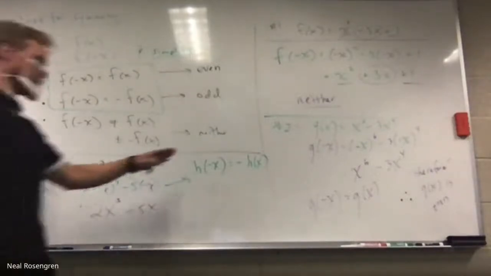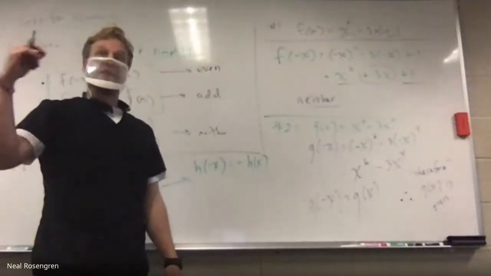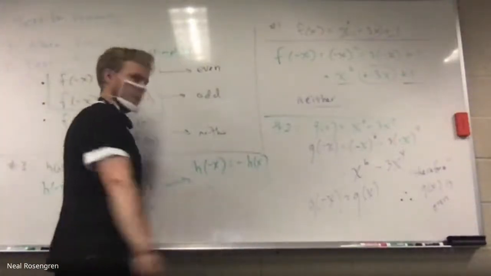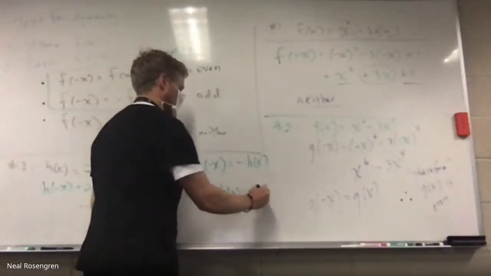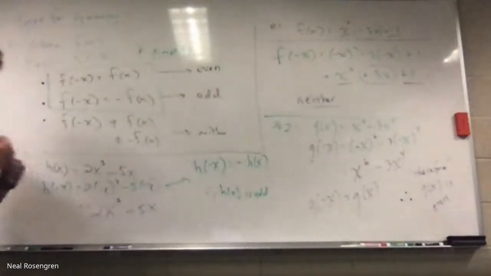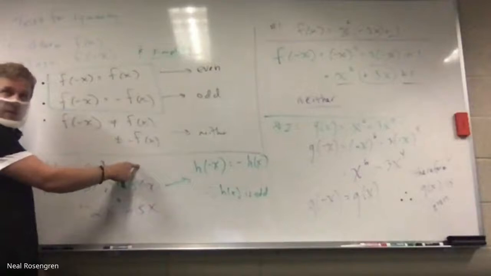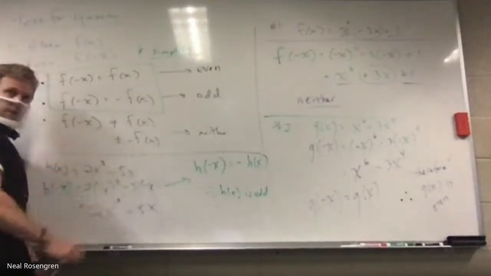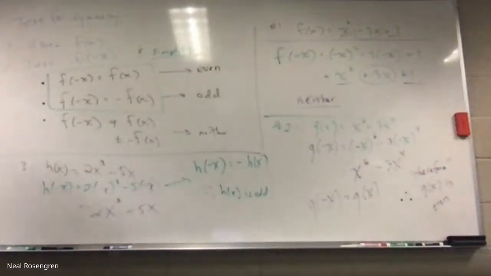Okay, so if I drop in negative x, I get the exact opposite of what I started with. Therefore, h of x is odd. What's this exponent right here that I'm not bothering to write over the x? 1. Tell me something you know about the number 1 and the number 3 in terms of its parity. It's odd. Parity, even versus odd. Oh, all the exponents are odd?